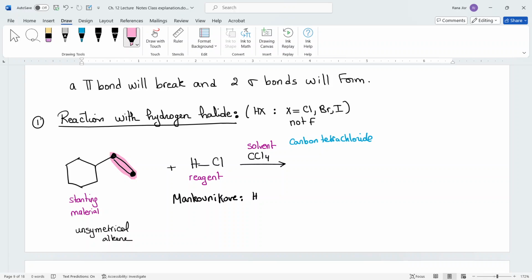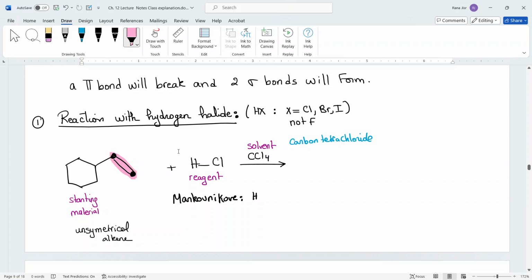However, if you take a look at the type of the double bond that you have at the alkene, this is an alkene that has its carbons not the same. This is why we say it's an unsymmetrical alkene. This carbon is a CH2, whereas this carbon is connected to a cycle. So these two carbons are not the same. We say that this is an unsymmetrical alkene. So when we have an unsymmetrical alkene and we want to add the H and the Cl, where should the H go?